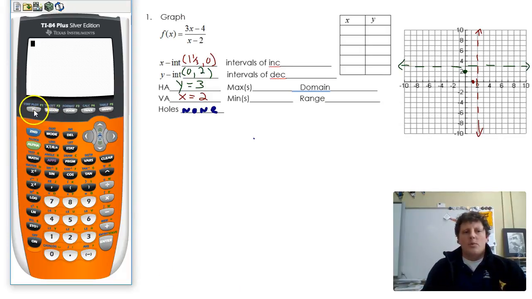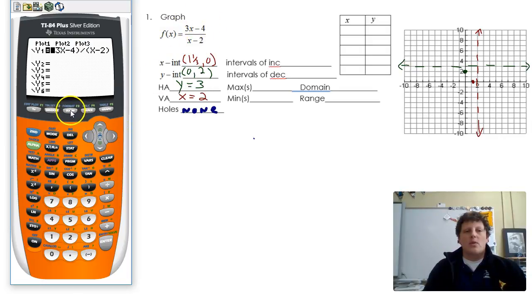I'm going to go to y equals, and you will notice that when I put this in the calculator, I want to make sure that I put the top part in parentheses and the bottom part in parentheses, because if you don't, your calculator doesn't understand what it's supposed to do in what order, and you want to group the numerator and the denominator together. So I've got 3x minus 4 in parentheses divided by x minus 2, which is this rational function right here.